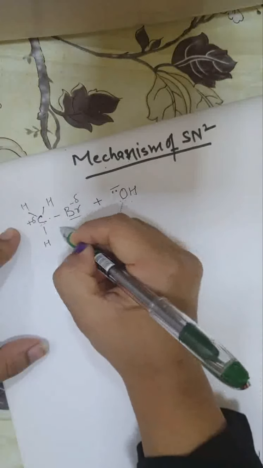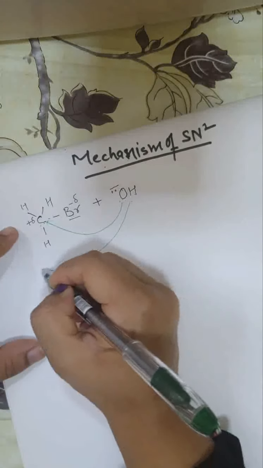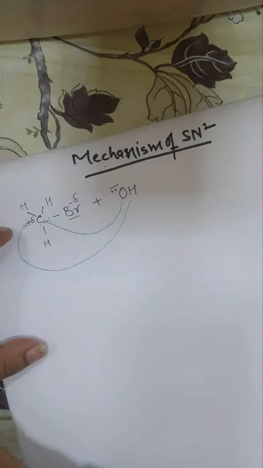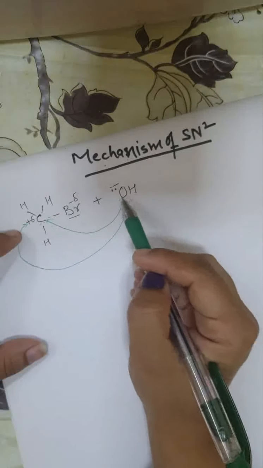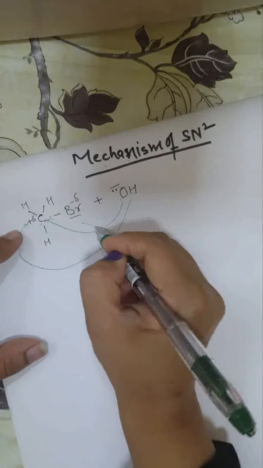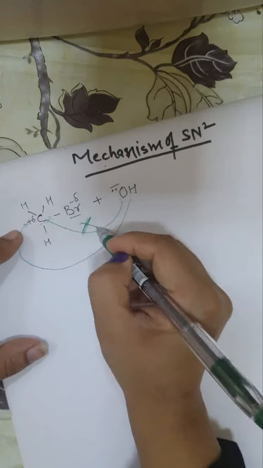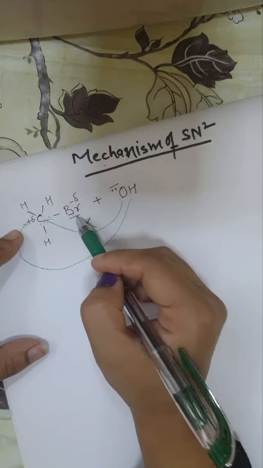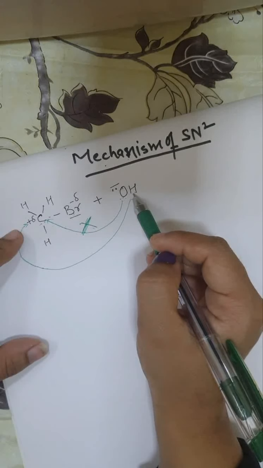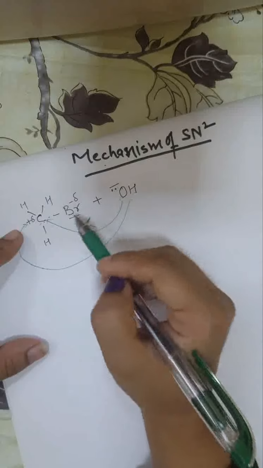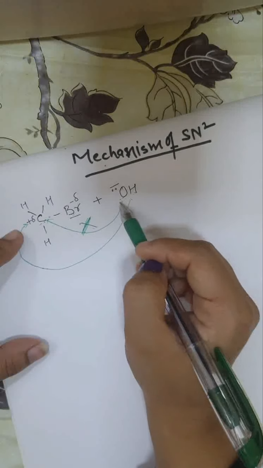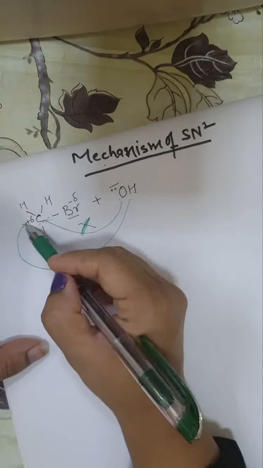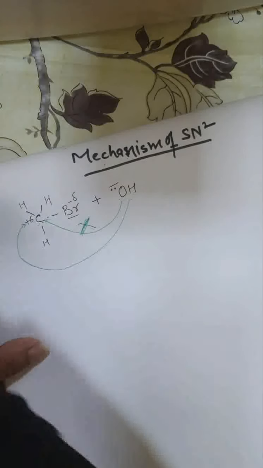Now there are two possibilities. The hydroxide ion can attack from this side or from the back side. But the hydroxide ion can't attack from that side. Reason? Because the bromide ion is attached on the same side and there is a repulsion between the bromide ion and the hydroxide ion because of the same charge. Both possess negative charge. So the hydroxide ion only attacks the back side of the alkyl halide.